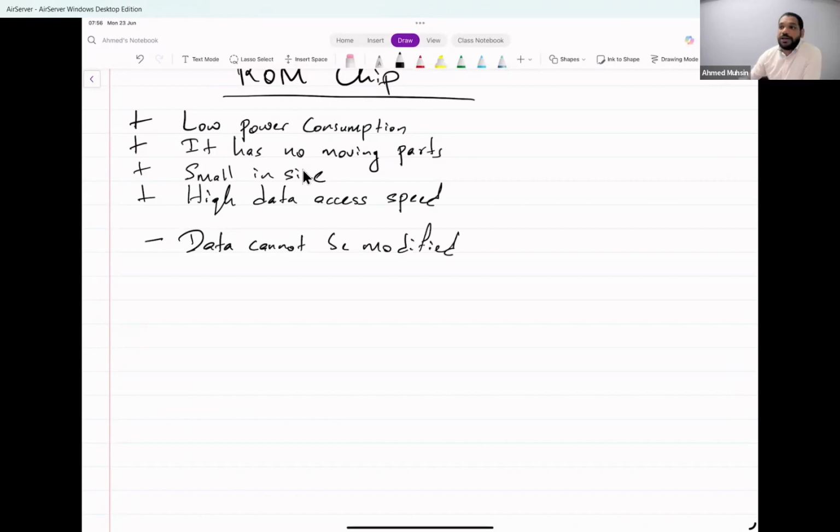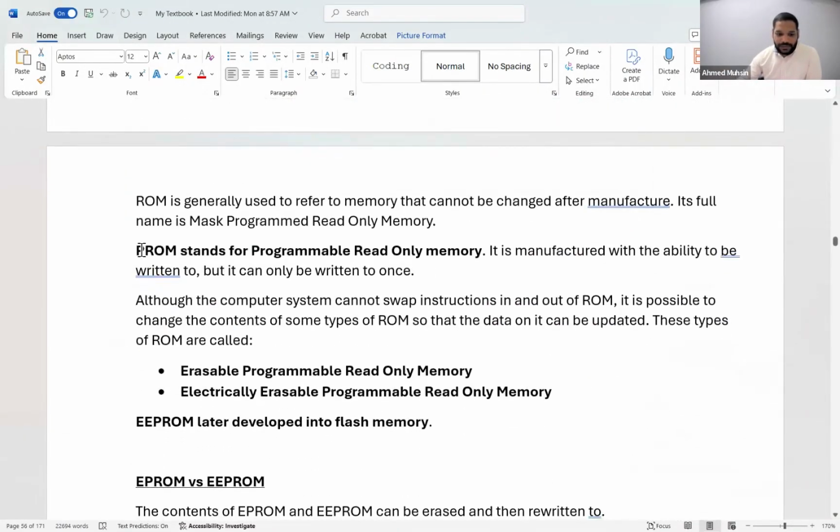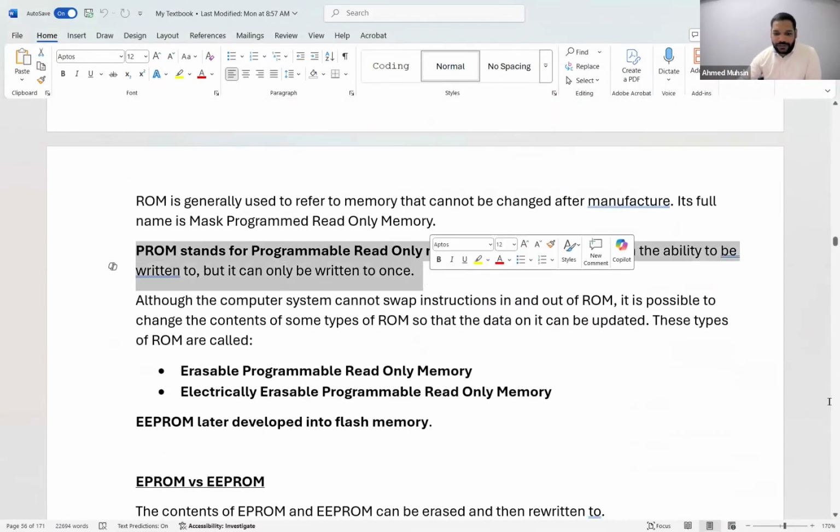Data cannot be modified. It has so many advantages. The problem is you can't modify data, so you cannot use it as a storage device. Everybody okay with it? Right. Now can you keep reading with me? Can you read this paragraph which I have highlighted?